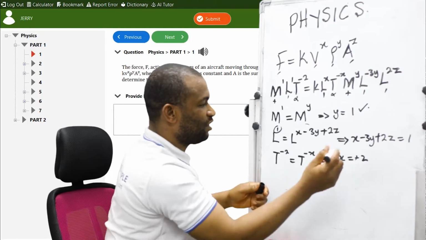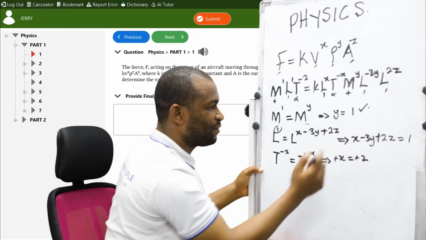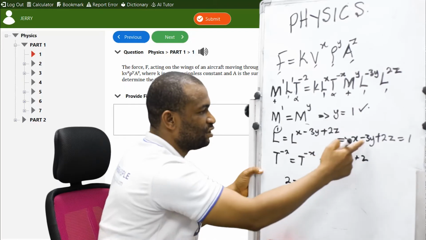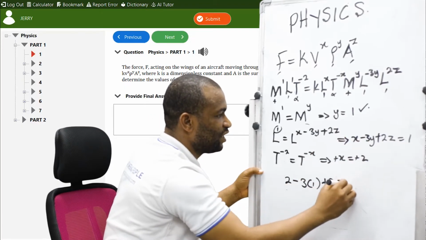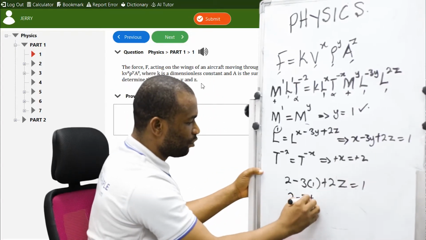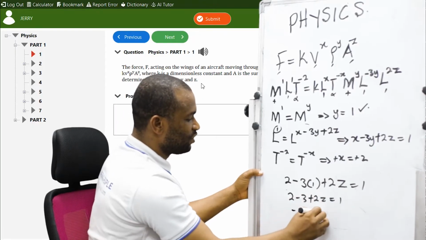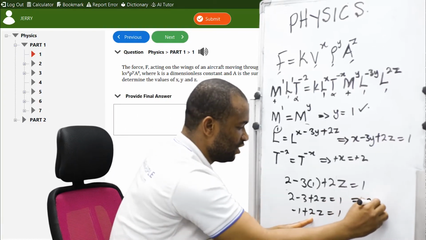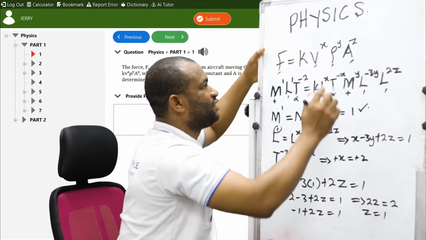So the next thing is going back to this equation to substitute x and y and find z. So in this one, x is 2 minus 3 times y, which is 1, plus 2z is equal to 1. So this is going to be 2 minus 3 plus 2z is equal to 1. 2 minus 3 is minus 1, plus 2z is equal to 1. This implies that 2z is equal to 2. z is 1.